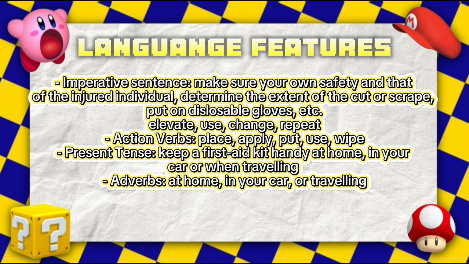The next language feature is present tense. Present tense is one of the tenses in English that shows everything related to the present. This tense is used to express general facts, habits, or activities that are taking place at the moment or in the near future. An example in the procedural tips text is: keep a first aid kit handy at home, in your car, or when traveling.